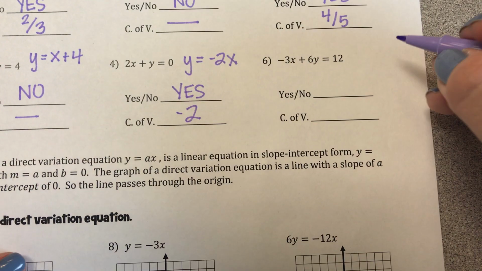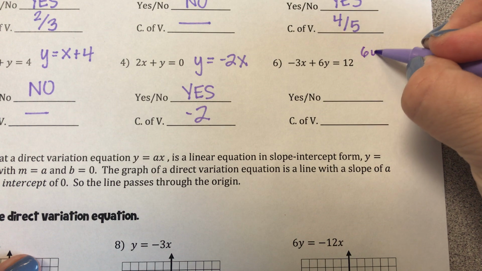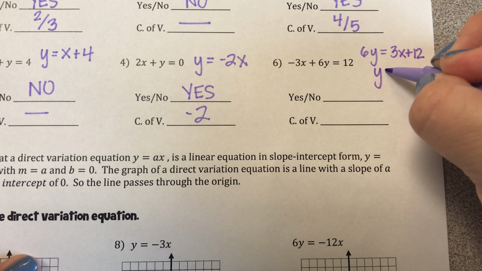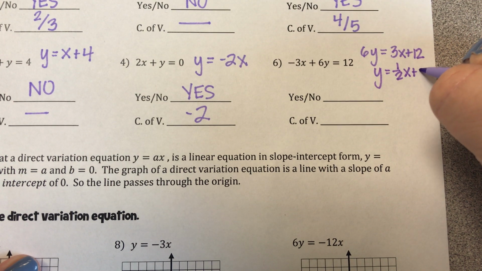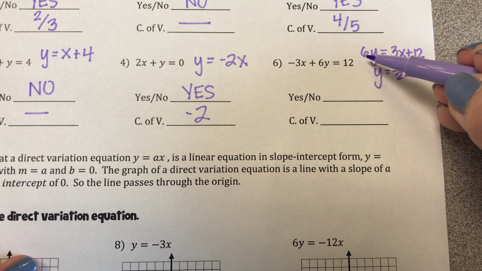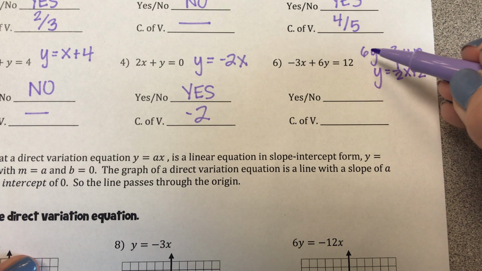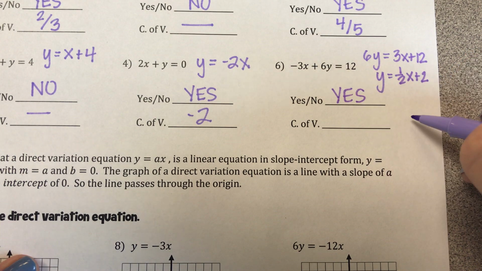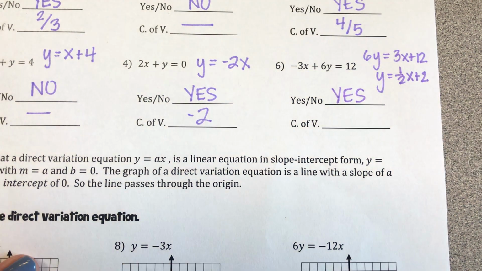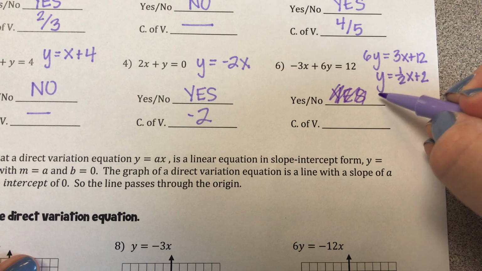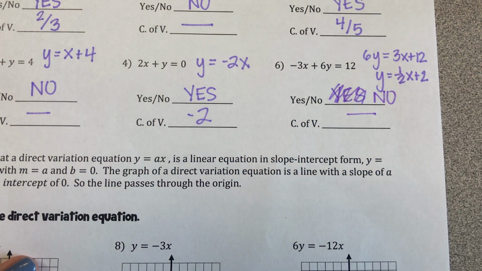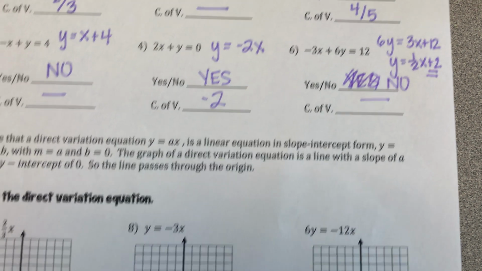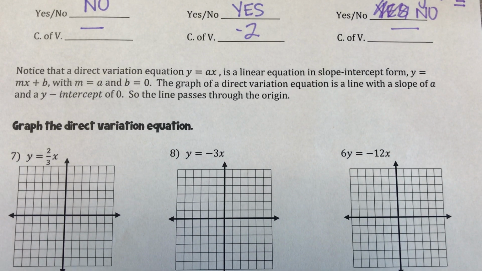And on this last one, you should have added 3x. So you have 6y equals 3x plus 12. And then when you divide by 6, you get 1/2 x plus 2, because 3 divided by 6 is a half and 12 divided by 6 is 2. So yes, it's direct variation, and the constant, oh, no. Hello, Miss McNally. It is not direct variation. Why? Because of this plus 2. So that's a no.